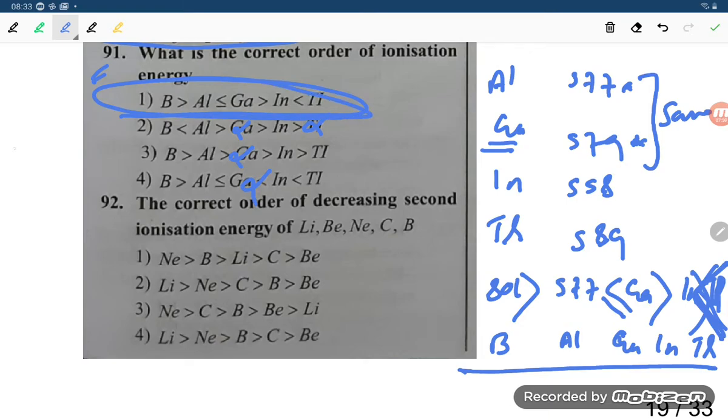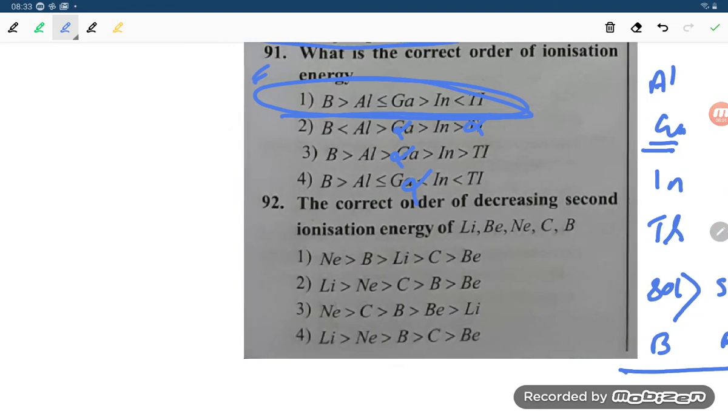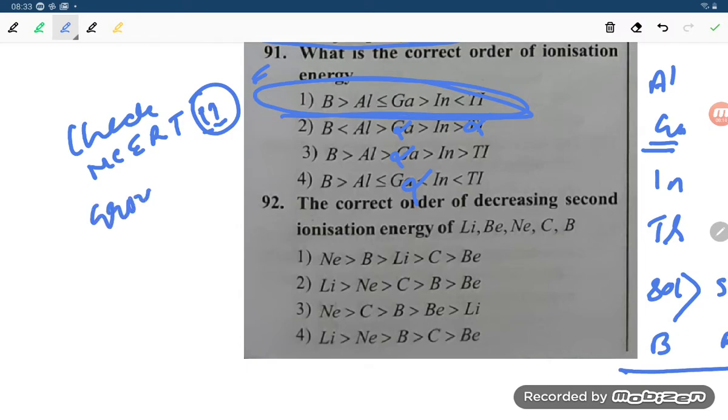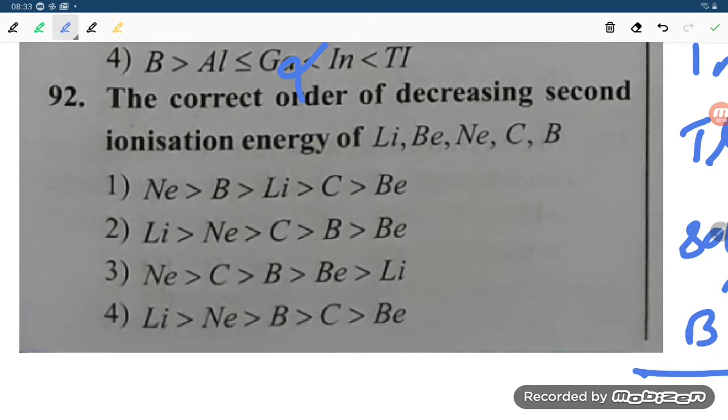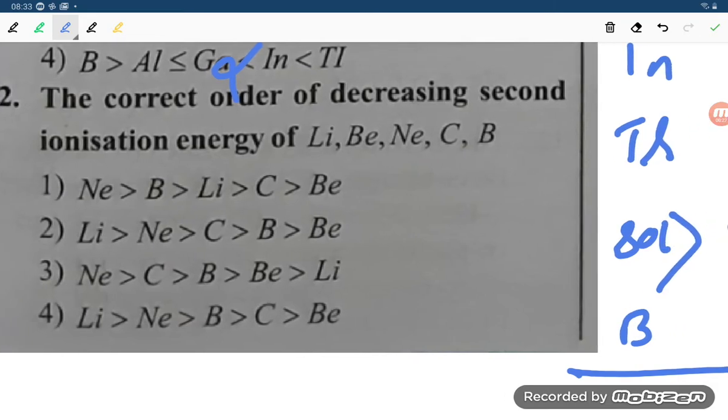If you want to understand this more, check NCERT class 11th, group 13 elements, it is there, student. Next you go to question 92. The correct order of decreasing second ionization enthalpy of lithium, beryllium, neon, carbon, boron. This is also quite easy, student.